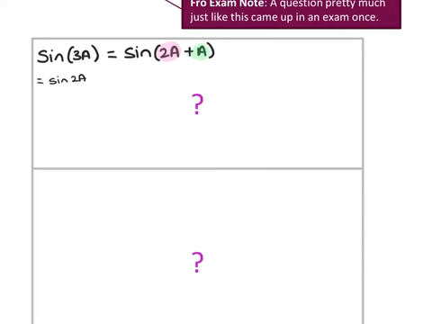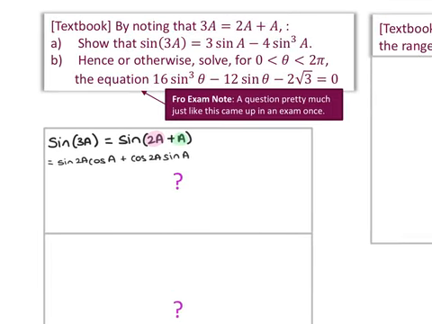So when I read the formula out, I have sine of a, cos of b, which in our case is a, plus cos of a, which in our case is 2a, sine of b, which in our case is a. So this is just substituting into the formula. Now, we also know that it wants us to show that we have at the end 4 sine cubed and sine.